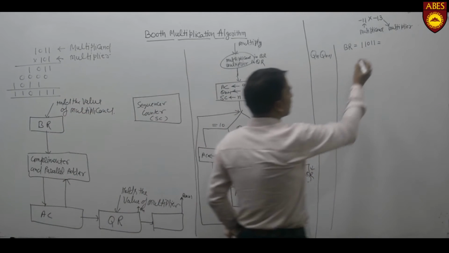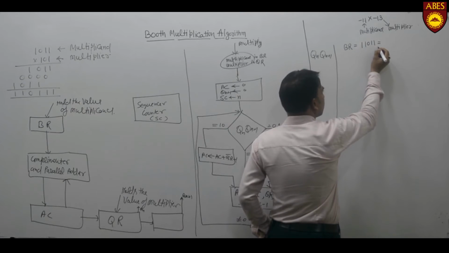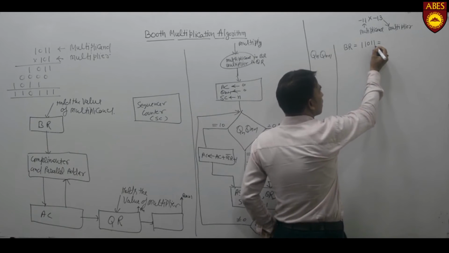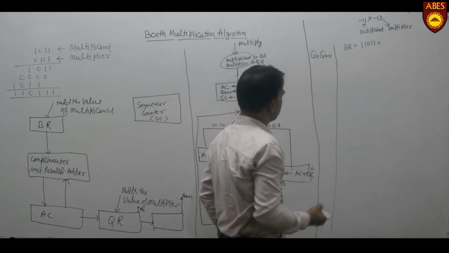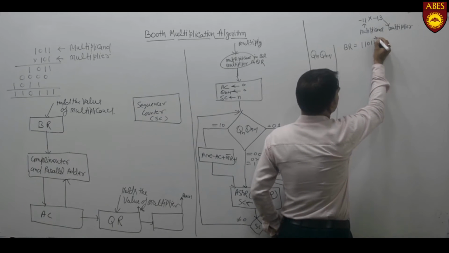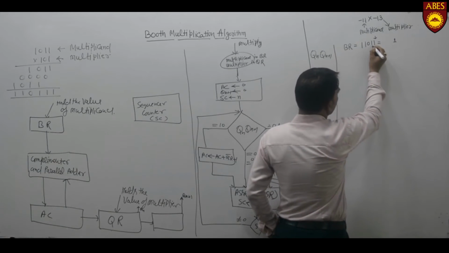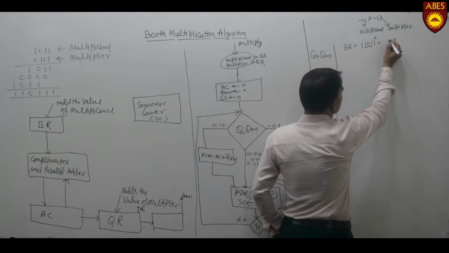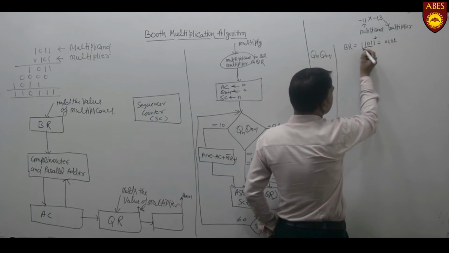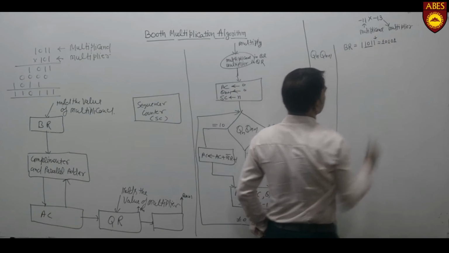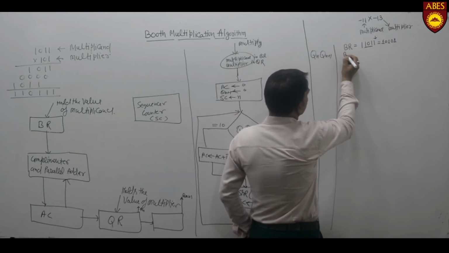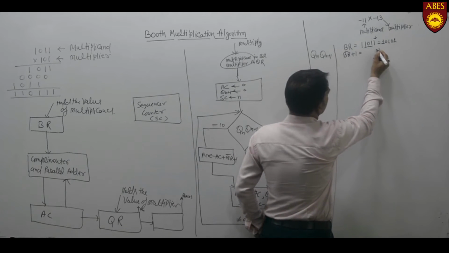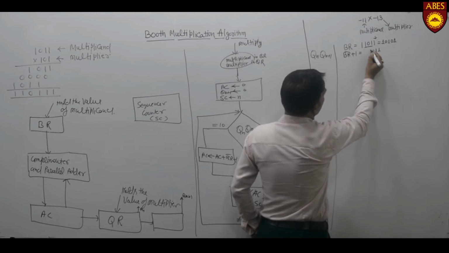Otherwise, we check for the first 1 from the right to the left, and change the other bits, just take the 1's complement. You can see here, this is 1, leave the 1 as it is and convert the remaining bits into the 1's complement. 1 becomes 0, 0 becomes 1, 1, 0, and leave the sign bit as it is. Now we can also calculate the value of BR plus 1. So this will be 1, 1, 0, 1, 0.